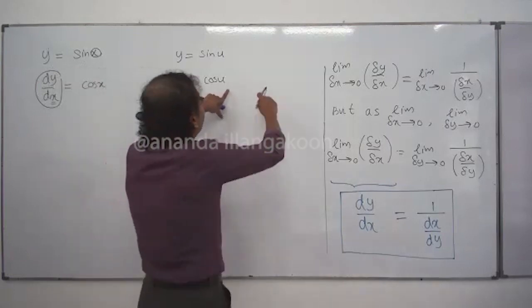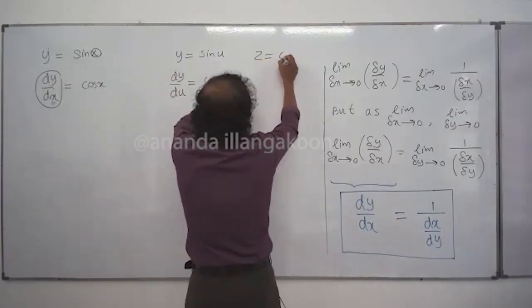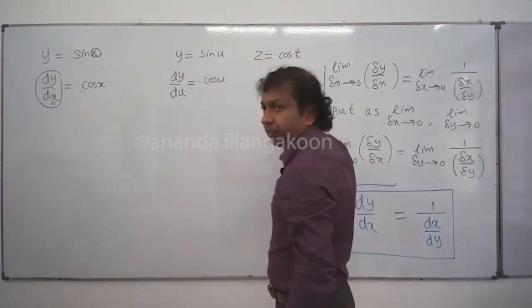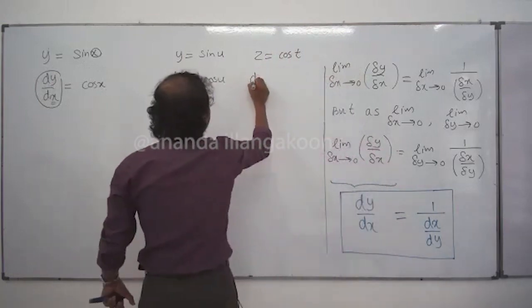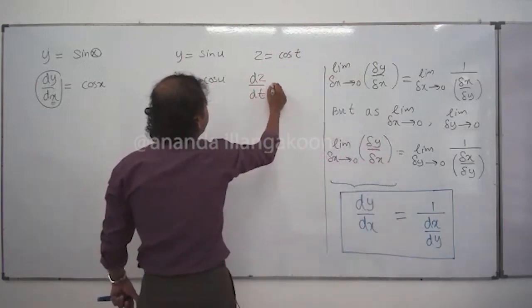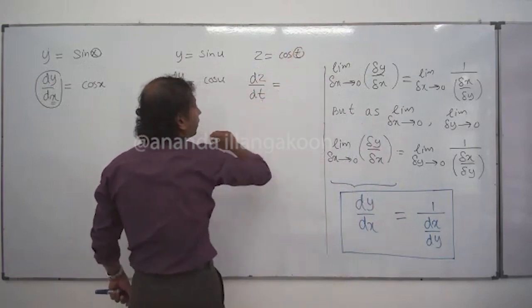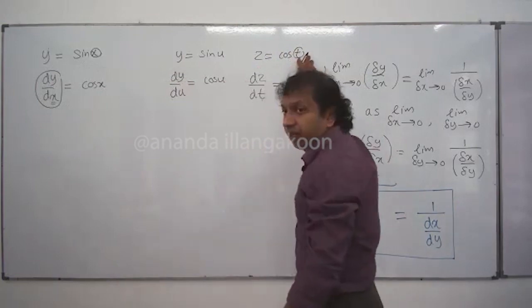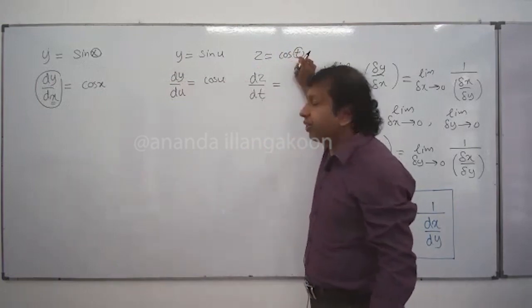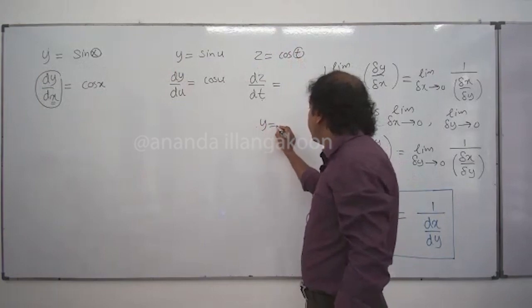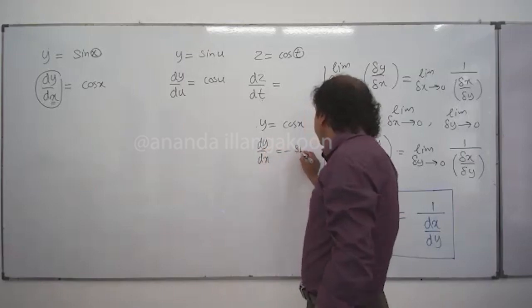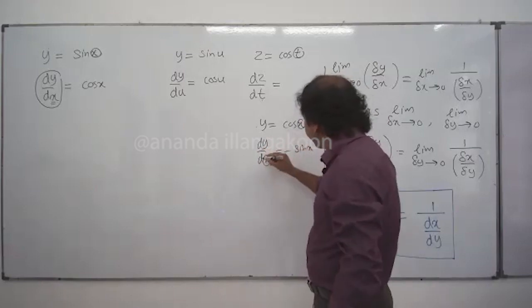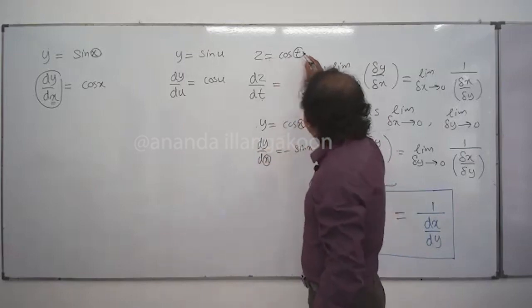Suppose like this, z equals cos t. What is the right hand side letter? t. Then what derivative can we find? dz by dt. The right hand side letter comes to the left hand side denominator. When you differentiate cos x, that is, if y equals cos x, what is dy by dx? We proved minus sin x. Here this x comes in. Like that, here z equals cos t, this t is now here, then dz upon dt is minus sin t.